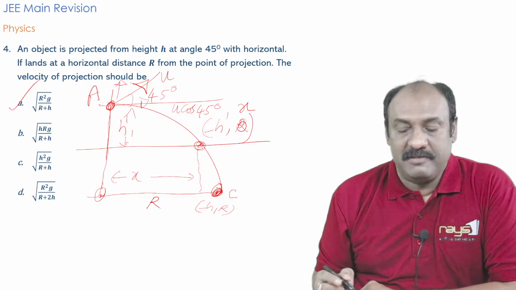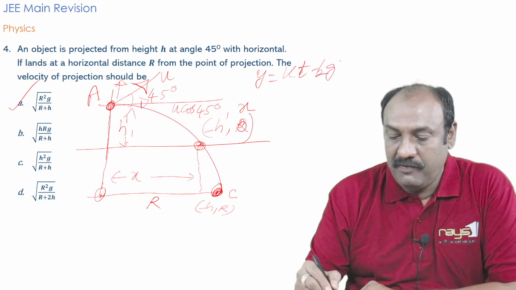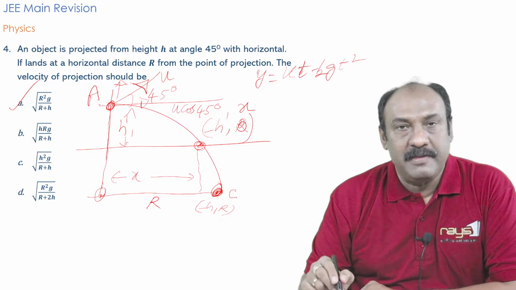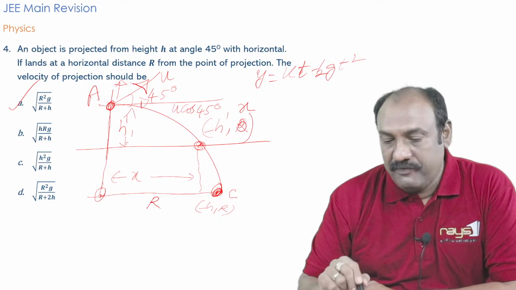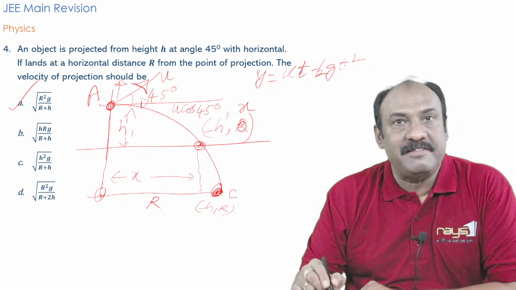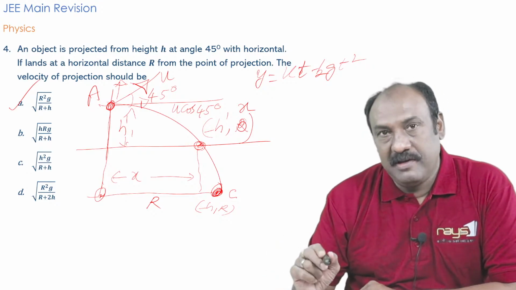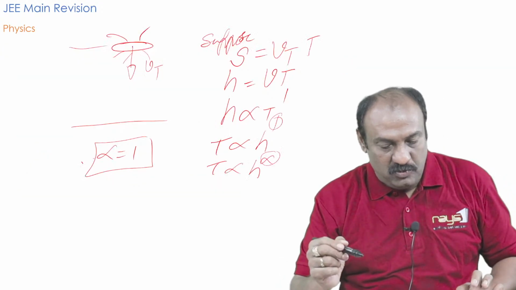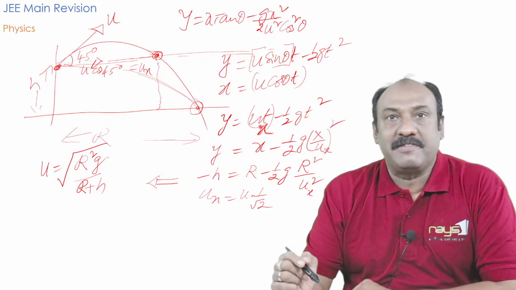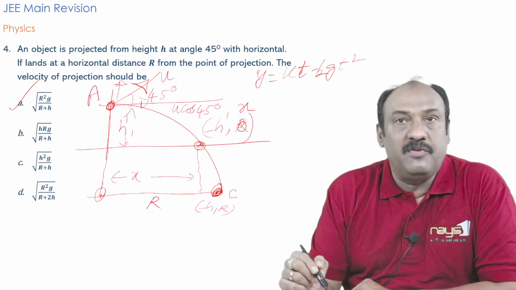In this case I have simply written the equation y equal to u into t minus half g into t square. In place of t, I write horizontal displacement by the horizontal component of velocity. In place of y I replace it as minus h. In place of t I replace it as x by ux. Ux again I replace as u cos 45, that is u by root 2. After substitution of these, we get u equal to root of r square g by r plus h, which is the answer for question number 4. So the answer is A for question number 4. Next question.